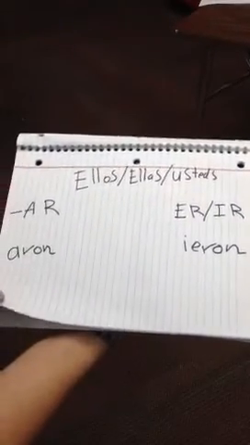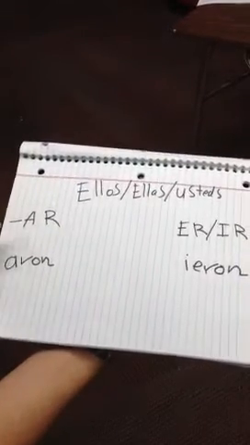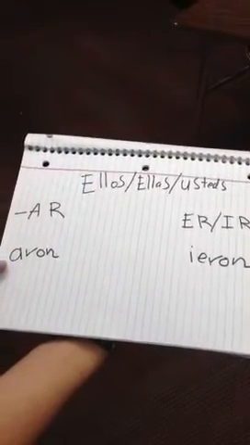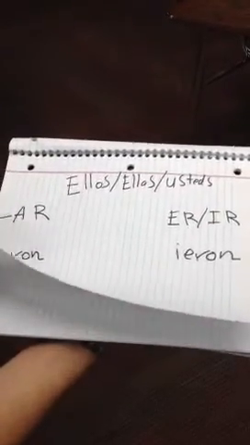Finally, for plural ellos, ellas, and ustedes, for the AR verbs use -aron, and for the ER and IR verbs use -ieron. Those are the conjugations for regular verbs.